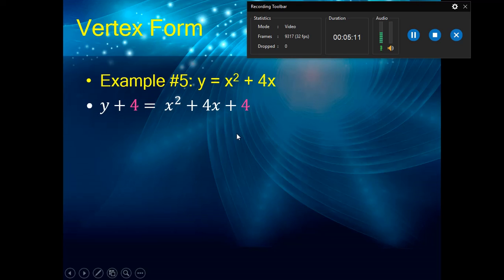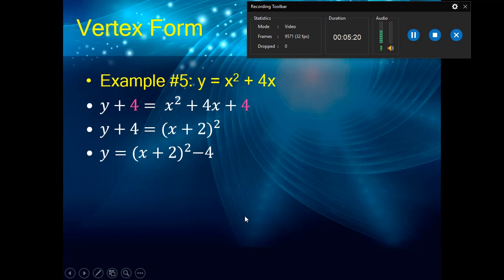On the right-hand side, we're going to write this as a product of two identical factors. They're both x plus 2. And in the final step, we're going to subtract 4. So now we've accomplished our vertex form, and the location of our vertex is at -2, -4.